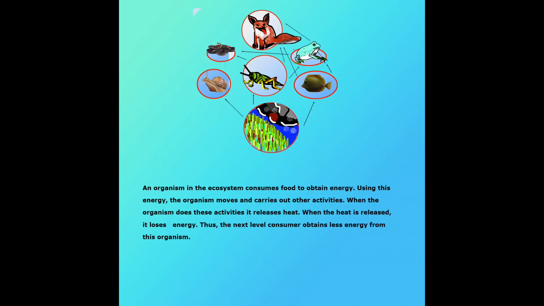An organism in the ecosystem consumes food to obtain energy. Using this energy, the organism moves and carries out other activities. When the organism does these activities, it releases heat. When the heat is released, it loses energy. Thus, the next level consumer obtains less energy from this organism.